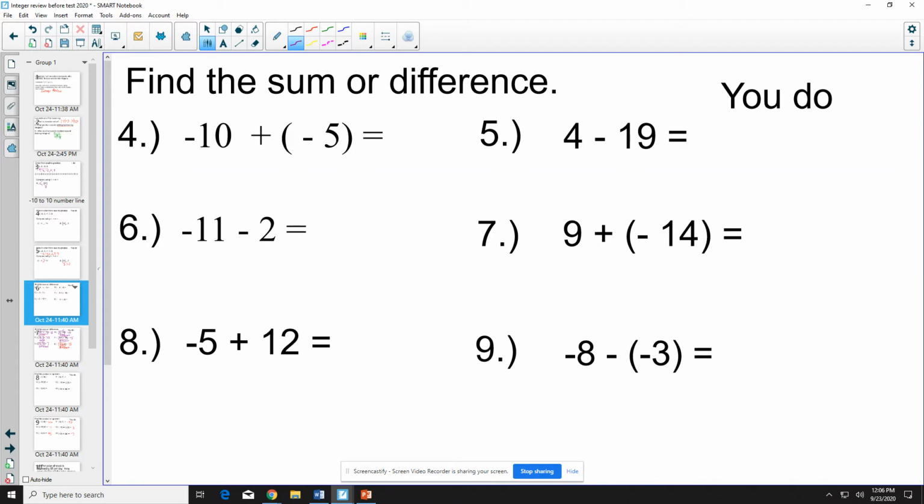All right, now we're moving on to adding and subtracting. So when you add and subtract, make sure you box and check the higher number. If they're the same sign, you add. If they're different signs, you subtract. And if you ever have a minus negative, you make it a big plus. Good. So pause the video now. Try 4 through 9. When you get done, hit play.